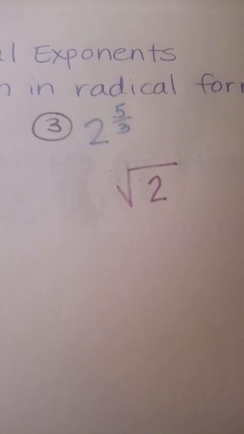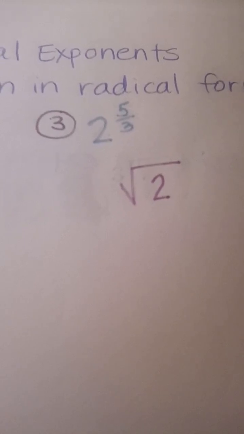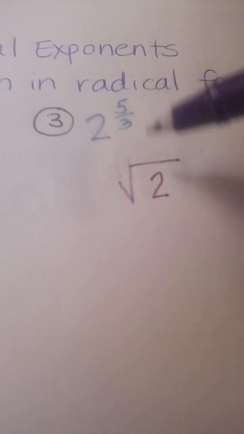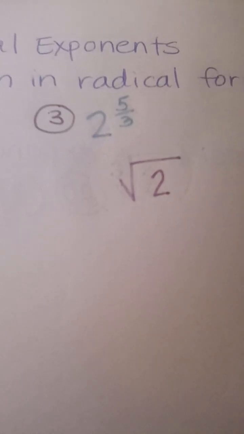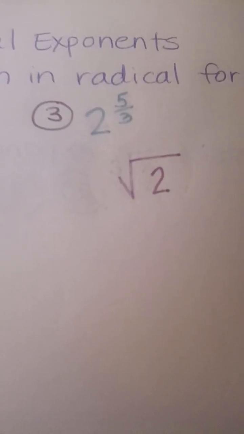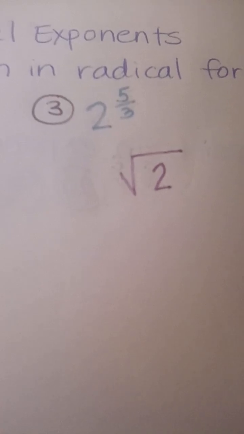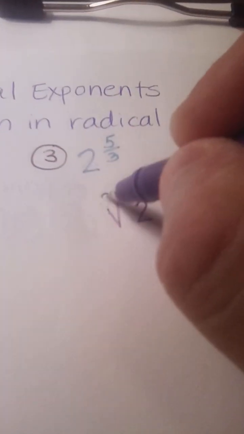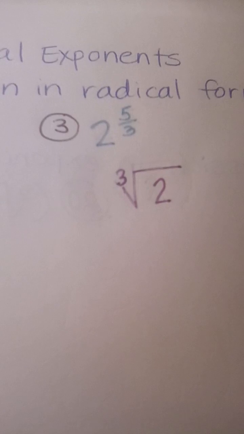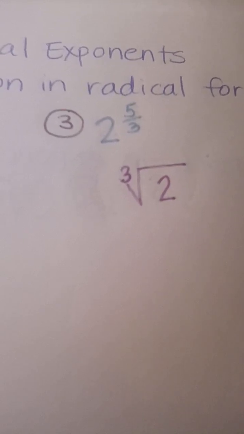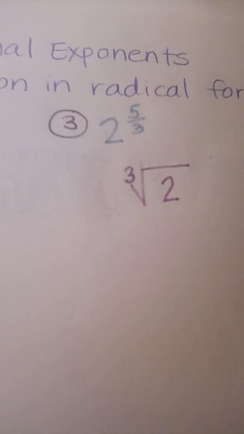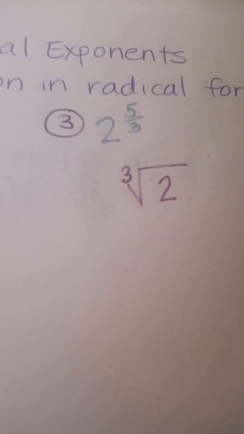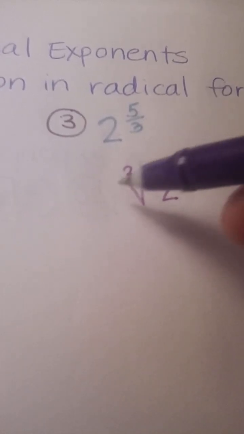Which one's the index? Remember, the index is always the denominator. What number is in the denominator? 3, right? 3. Are we finished with this problem? No, right? What do we do with this 5? What do we put on the outside?